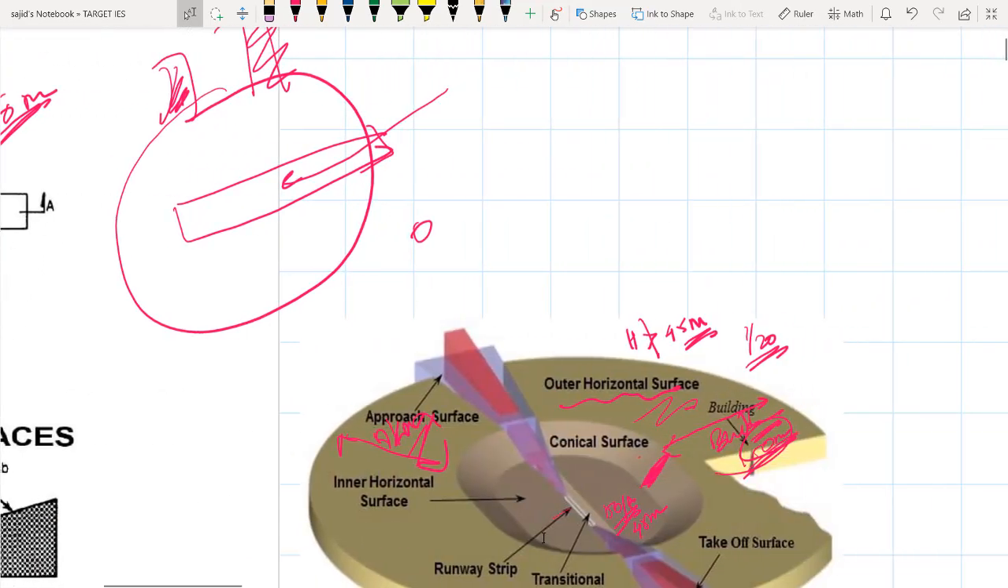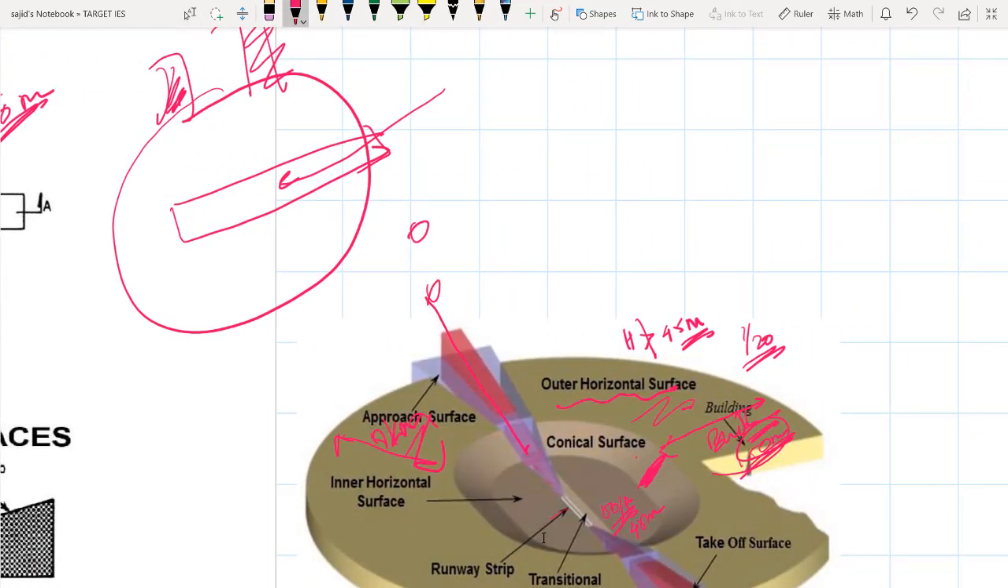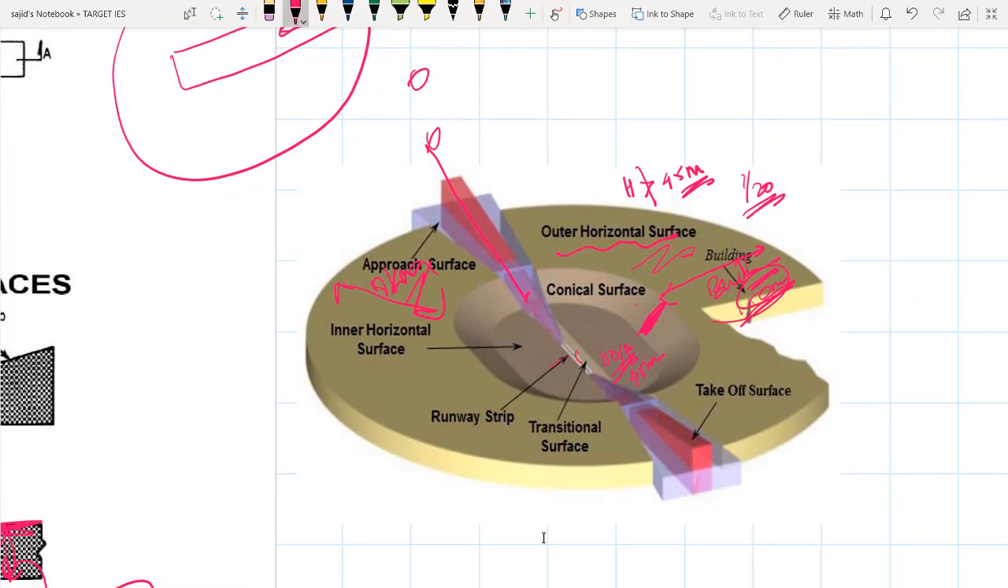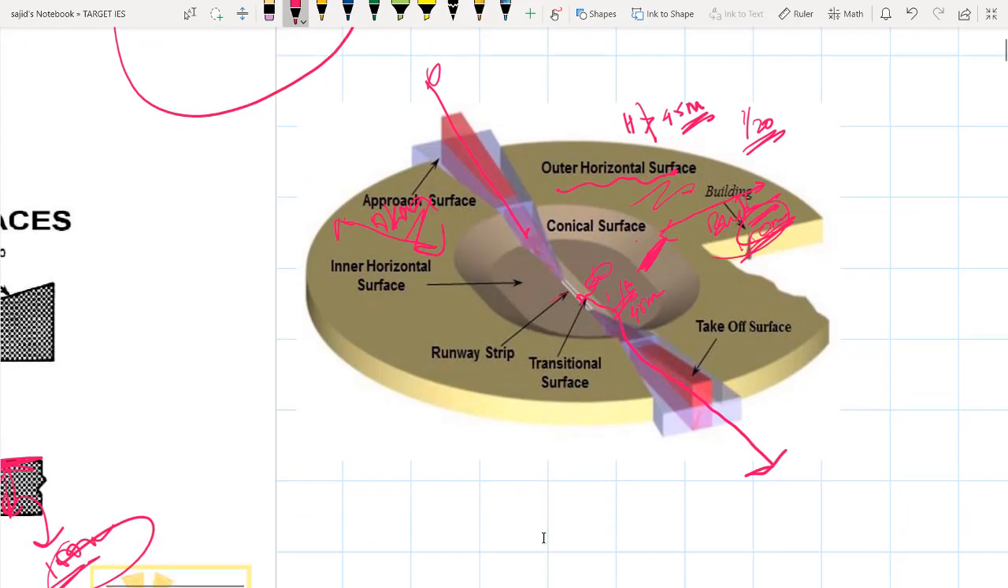The flight will enter through the approach and it will be landing on my runway. Once it is landing, obviously in this inner horizontal that you can see, your apron, terminal building, everything will come. And obviously when it comes back to the runway it will again be flying and taking off from here. I hope you got it right.